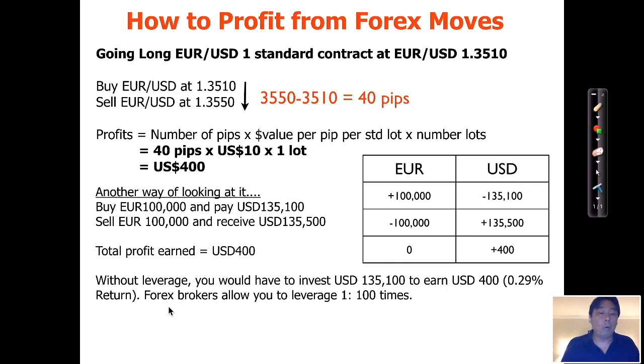Okay? So most Forex brokers allow you to leverage 1:100. What does that mean? That means for every 100,000 euros, you only need 1,000 euros of deposit to buy that position. Okay? So if you only use 1,000 euros, that means you're making $400 from 1,000 euros, and that's a much better return.